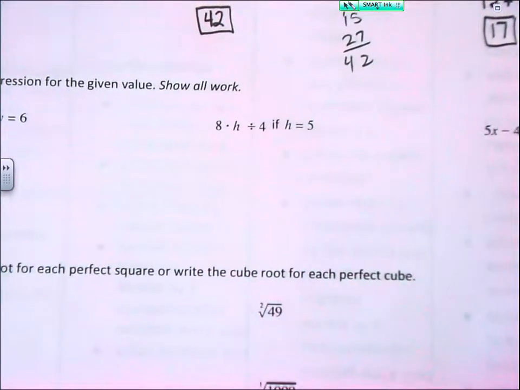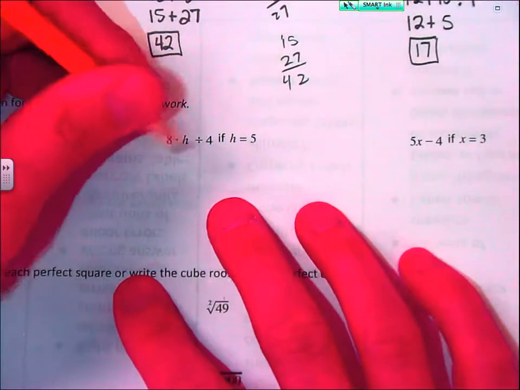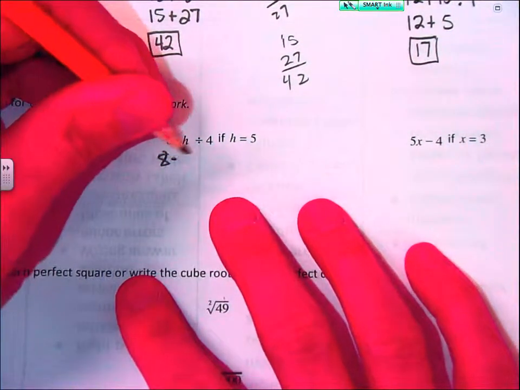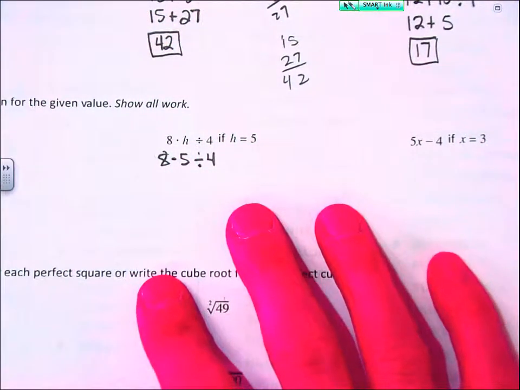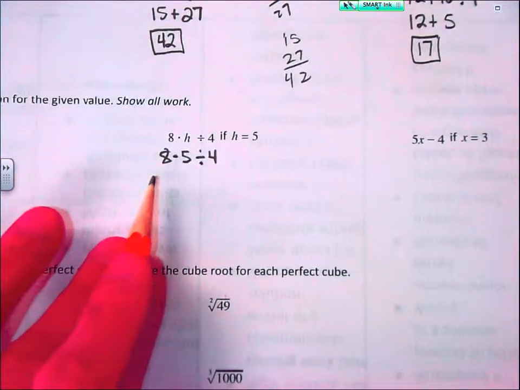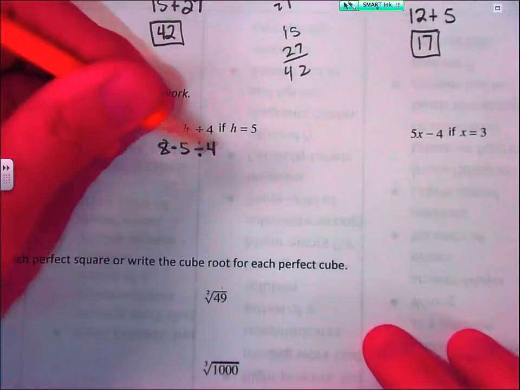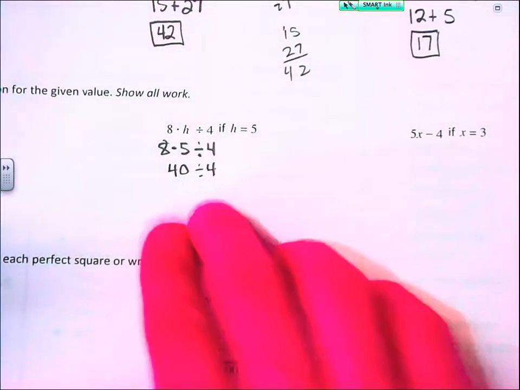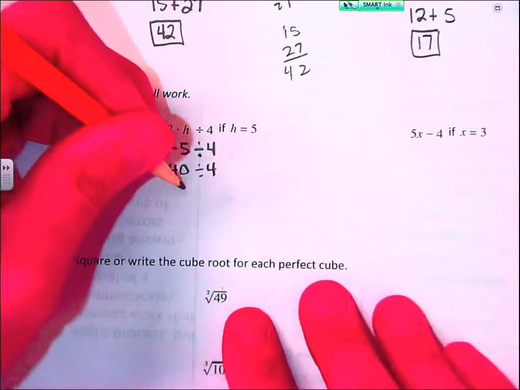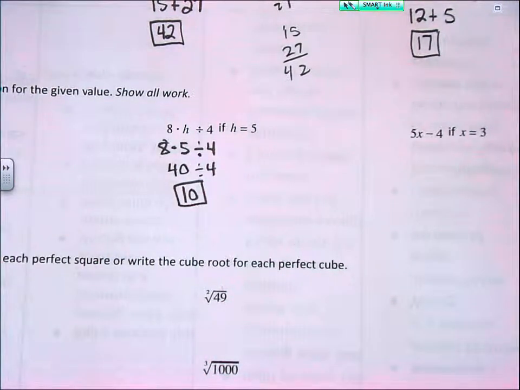I go through and I do the next one next. And so my first step is to substitute for h what I'm putting in for h. Then I have multiplication and division. Those are tied. I go from left to right. Then I get the one step, and that should be my answer.